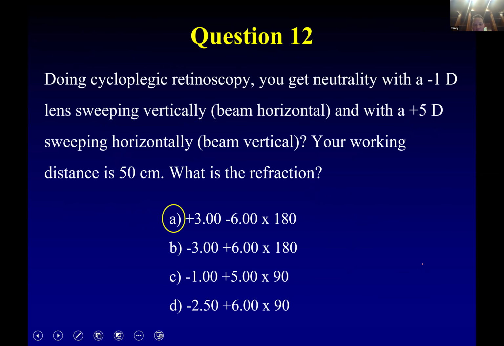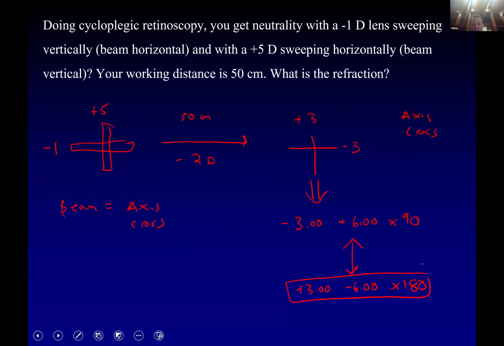And there's my answer. So this is the type of question you're likely to see on the OCAT because they know that people are going to get tripped up in the orientation, they're going to get tripped up in the working distance, they're going to get tripped up in making the sphero-cylindrical notation, and they're going to get tripped up in switching from a plus cylinder to a minus cylinder form.